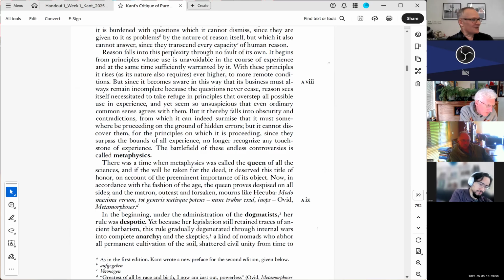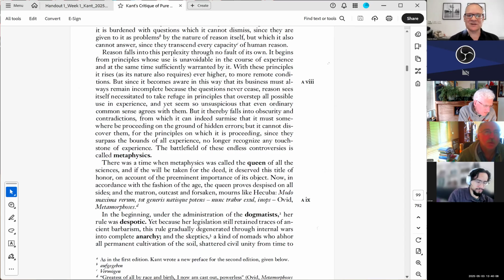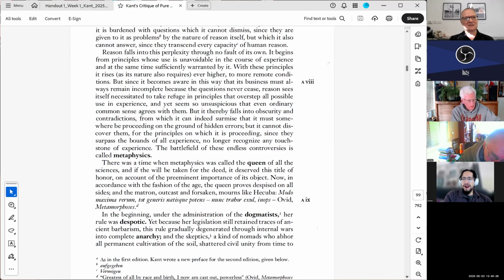If that's the architectonic, like if you have a ruler that rules all the other arts and sciences, that's the most important science, the science of being itself. So metaphysics was called the queen of all the sciences, and if the will be taken for the deed, it deserved this title of honour on account of the permanent importance of its object. But from Kant's point of view, it did not deserve this title because it had never achieved anything except controversy. Exactly the same discussion is in the first part of Descartes' Discourse on Method. All of the previous people have produced just endless controversy, no works.